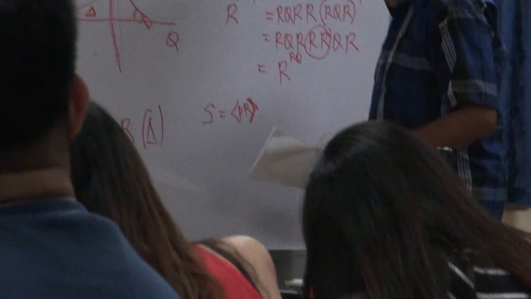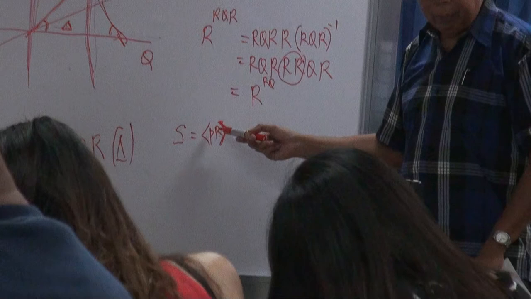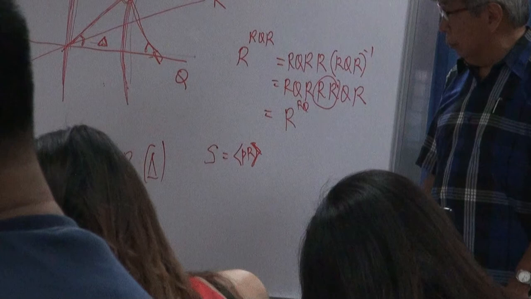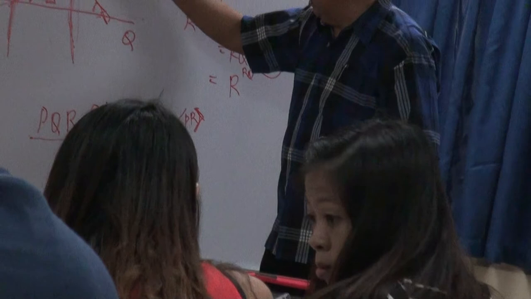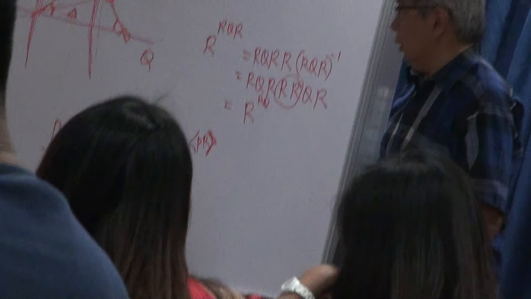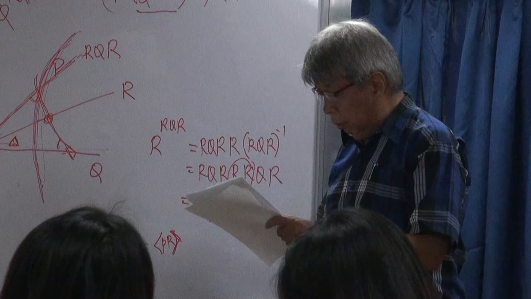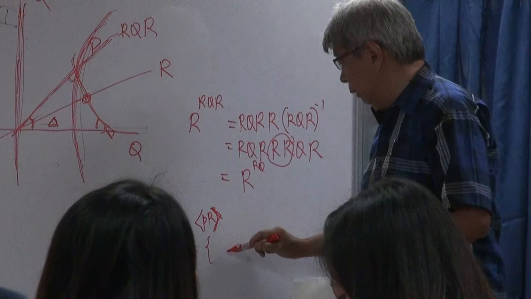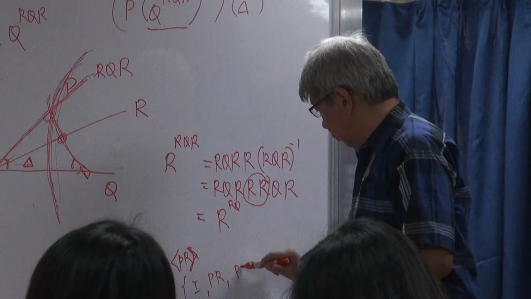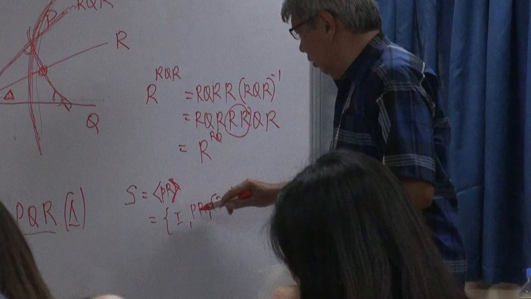So here, PR is a rotation. The product of the two reflections in R will be a rotation about the intersection point of the axis of P and the axis of R. Okay. So you will get a rotation about this point. And from number one, you will know the order of this. So you will just get a finite cyclic group. Actually, the order will be three. The order will be three.